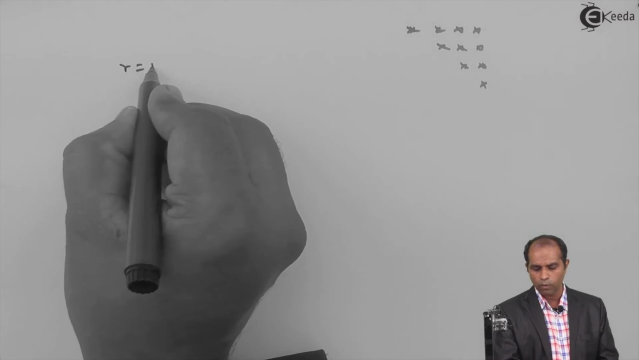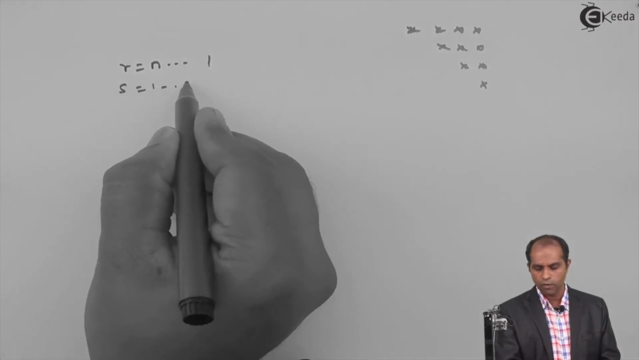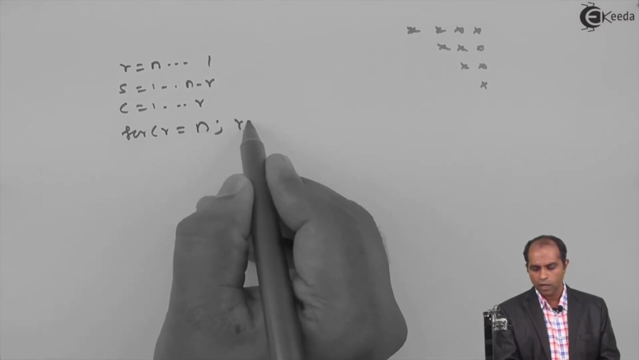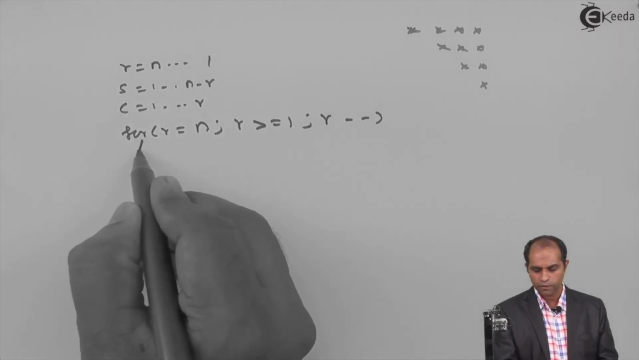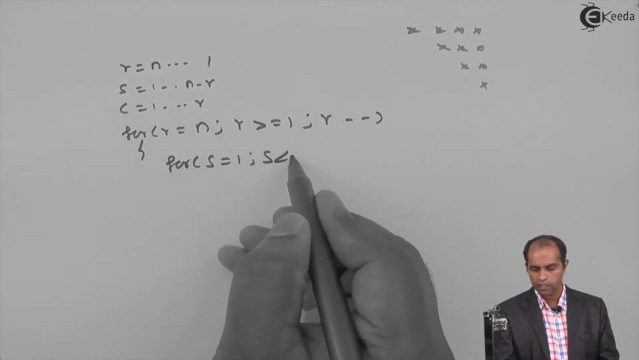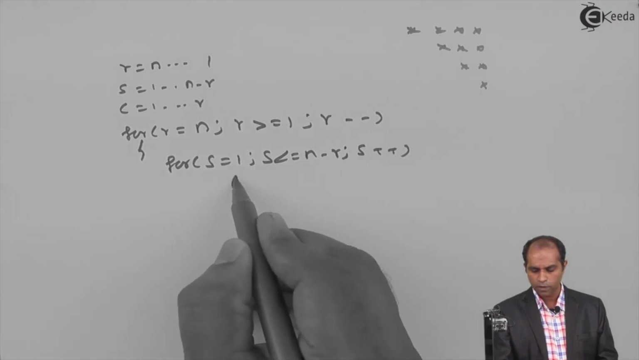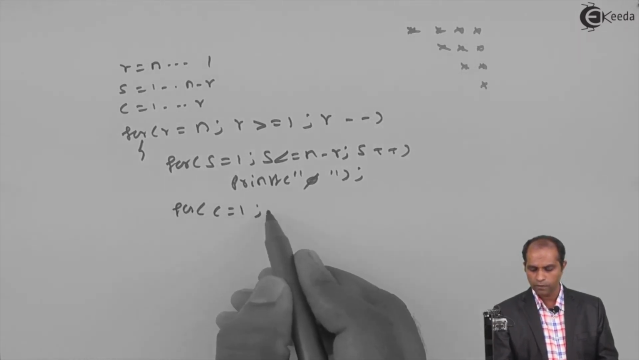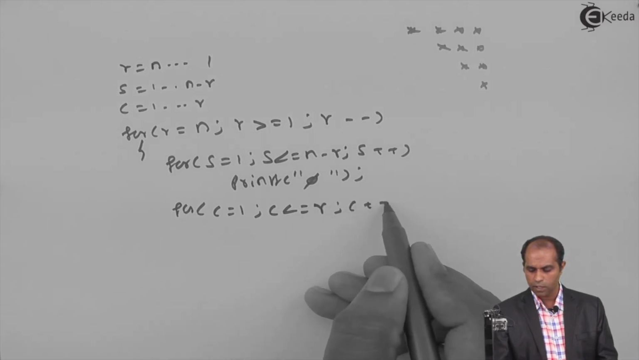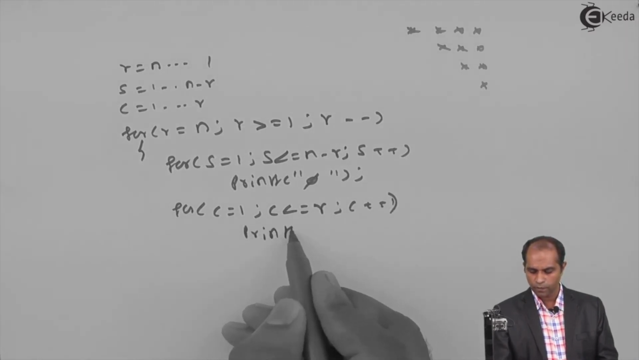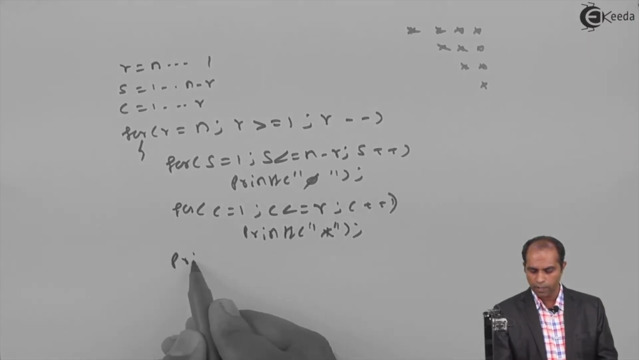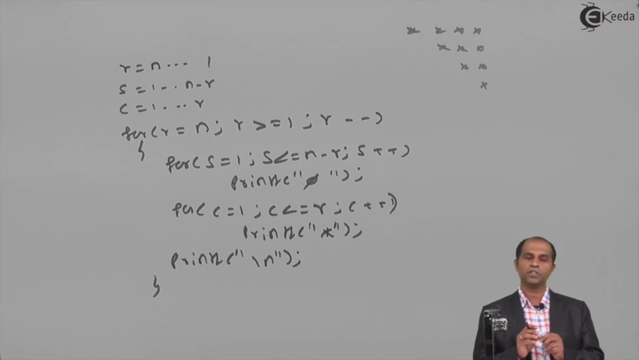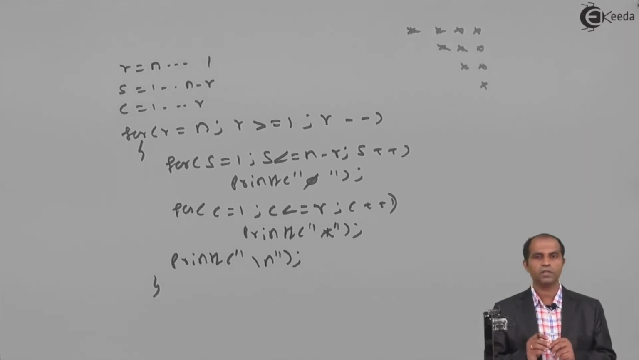Your R will be going from N to 1. Your S and C will be still the same as it is. So you will have for R equals to N, R greater than or equal to 1, R minus minus. Within this, for S equals to 1, S less than or equal to N minus R, S plus plus, printf a blank space, for C equals to 1, C less than or equal to R, C plus plus, printf again an asterisk, and then printf slash n. The entire S and C will remain the same. The only change will be in this particular R loop. Right? So if I ask you to do inversion, this will be the value.